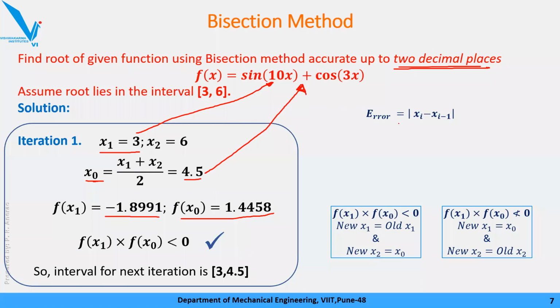So how do we find the error? When the statement says accurate up to 2 decimal places, in that case we try to find the absolute error. The absolute error is calculated by this equation: current x1 minus previous x1, or current approximation minus previous approximation. So we'll take this part also.